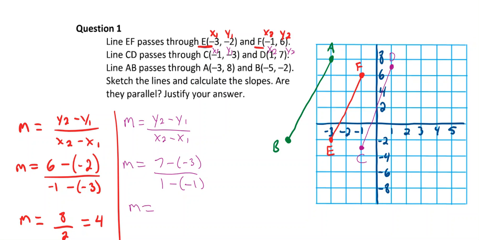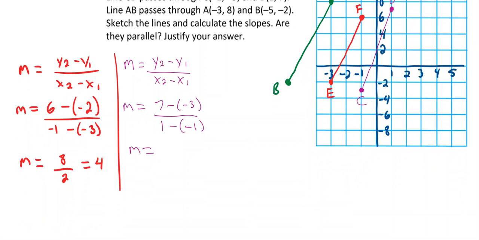So m is equal to 7 minus negative 3, that's like 7 plus 3, so that's 10, over 1 minus negative 1, which is 2, yeah, because minus negative is like plus, right? So this is the same thing as just 1 plus 1, so that's 2. So that's the same thing as 5.